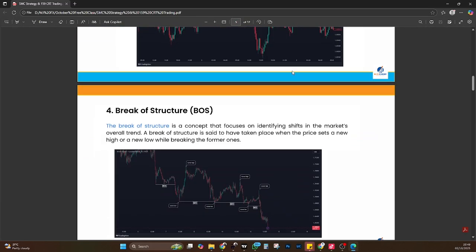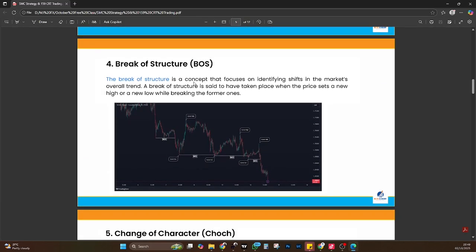So what is the next thing we are looking at? Break of market structure. I've already shown you what a break of market structure is. A break of market structure is a concept that focuses on identifying shifts in the market's overall trend. A break of structure is said to have taken place when the price sets a new high or a new low while breaking the former ones. So that when I go to the chart, I'll be fast.